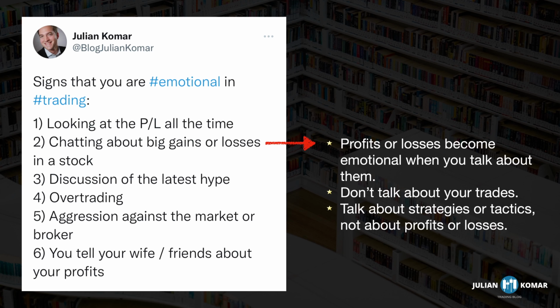The second point: chatting about big gains or losses in a stock. You can see that on social media. A lot of people post their profits and losses, and nobody really knows if it's real or not real.